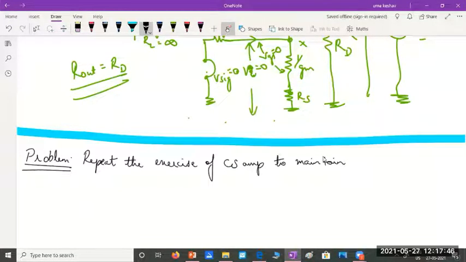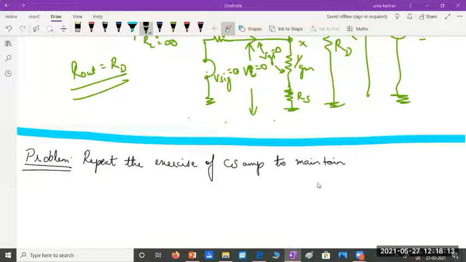All of you, please note down the problem. We were discussing common source amplifier with source resistance the other day. Let's solve one simple problem based on that and move on to the next amplifier to analyze. Please write down the problem.